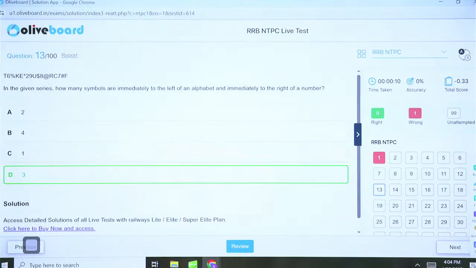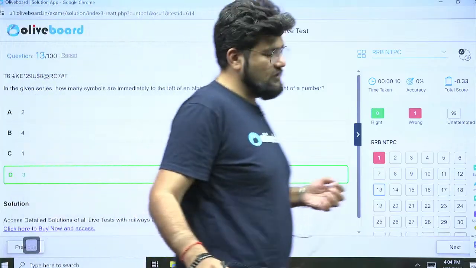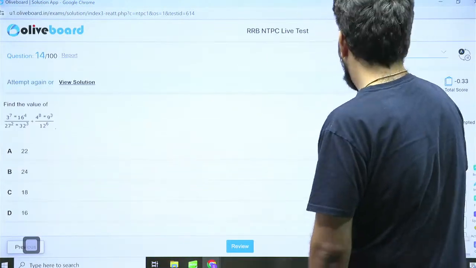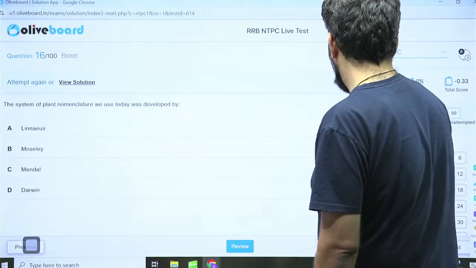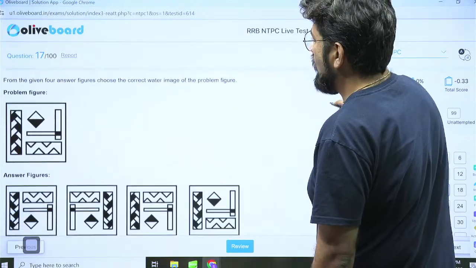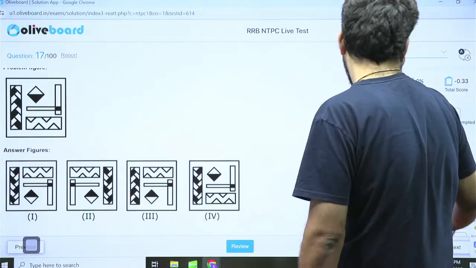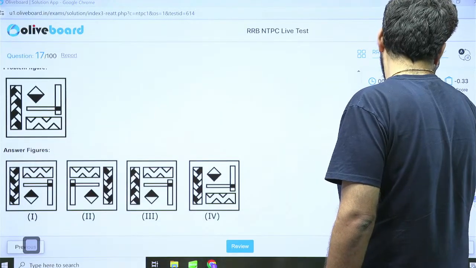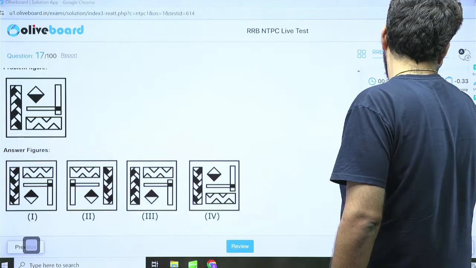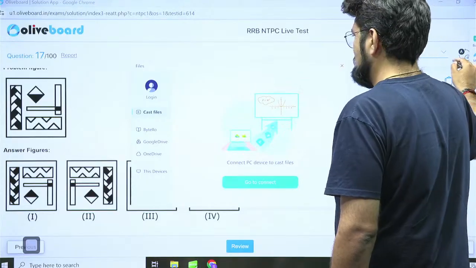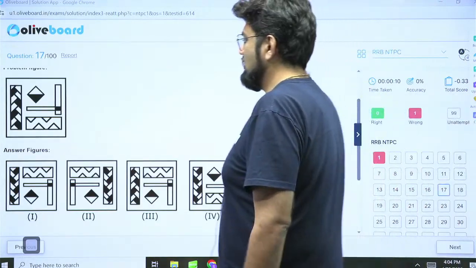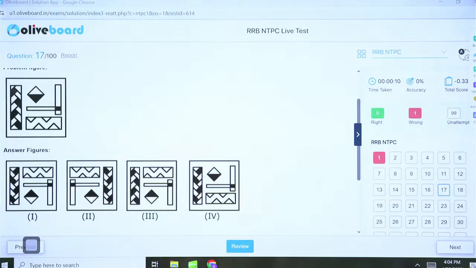Okay. Let's look at the next reasoning question. Question number 17. Water image of the question figure.